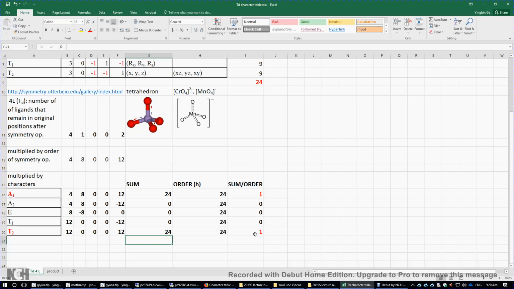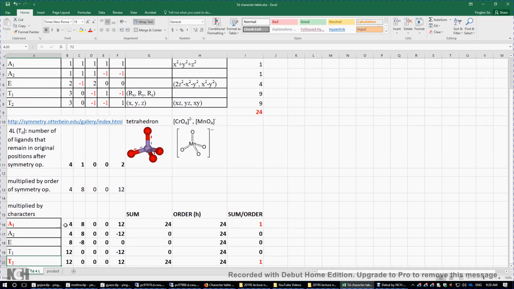That means we will have 1 T2 irreducible representation. So basically, if you have 4 ligands in a transition metal complex, they can form 1 A1 and 1 T2. T2 is triply degenerate. Okay, why is this important?